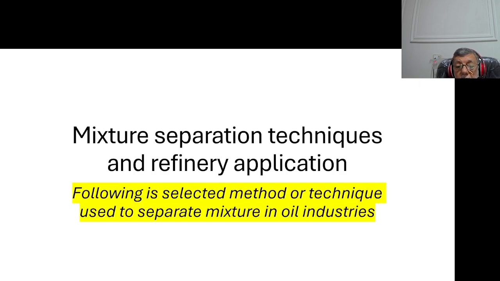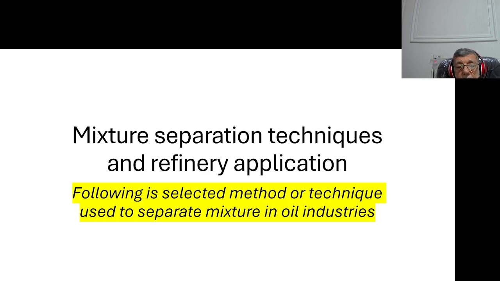Now we come to the technique which is used in the oil industry to separate these mixtures, because there are different types of mixture. In refineries we deal with crude oil, we deal with air, and we deal with water. So all of these are mixtures. Crude oil is a mixture of hydrocarbon compounds. Also hydrocarbon compounds with salt.